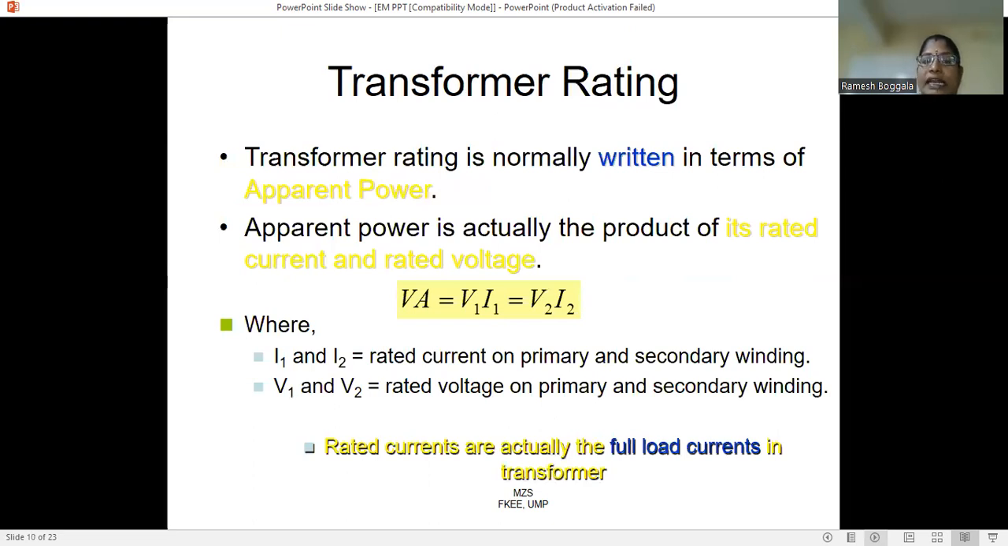So, transformer rating. Transformer rating is normally written as apparent power. You know, apparent power means the rated current and the voltage. So VA is equal to V1 I1 or equal to V2 I2, where V1 and I1 are the rated voltage and current in the primary winding, and V2 and I2 are the rated voltage and current in the secondary winding.